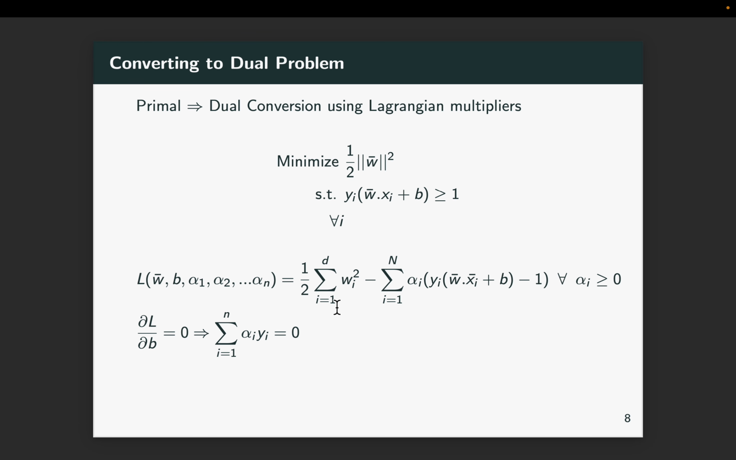So therefore it becomes half i equal to 1 to d w_i squared, because w is a d-dimensional vector, and then corresponding to each inequality we add the second part of this objective. So this function, overall the Lagrangian function, is a function of w vector, b scalar, and n alpha values, where n alpha values correspond to the n points in the data set. We have the constraint that alpha i is greater than or equal to 0. So in constraint optimization, we have looked at the fact that for binding constraints, alpha i is greater than 0. For non-binding constraints, alpha i is 0.